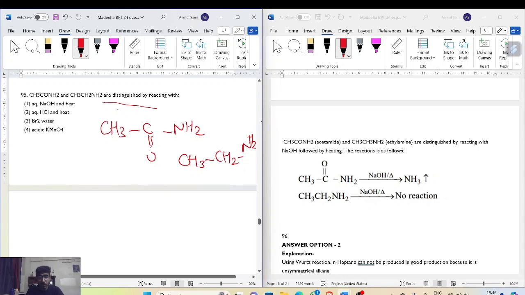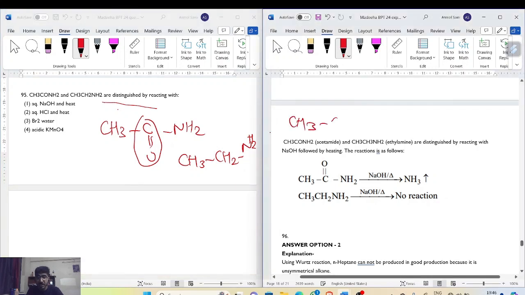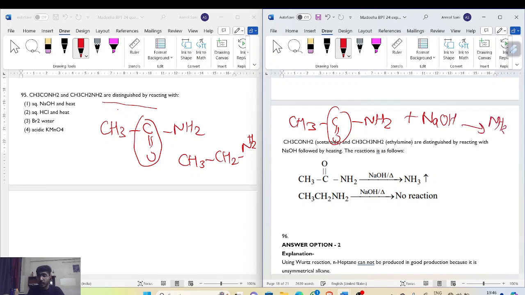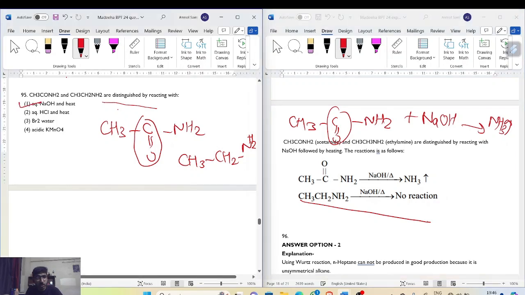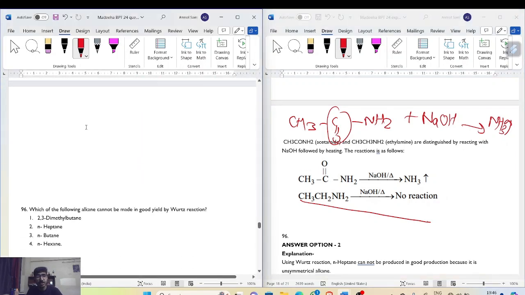Due to the C=O group, CH3C=ONH2 will release NH3 gas, ammonia gas, when we react it with the base sodium hydroxide. But in CH3CH2NH2, there is no C=O group. Hence, the reaction does not take place. So we can easily differentiate by reacting with sodium hydroxide in presence of heat. So option number one is the correct answer.